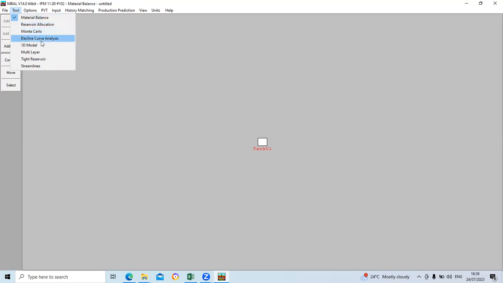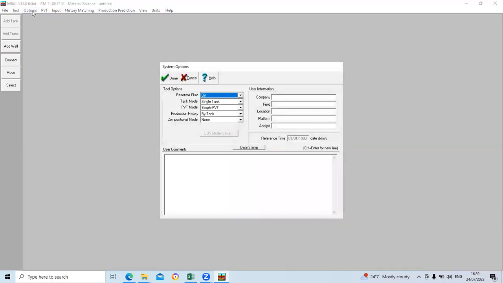We will do some 1D modeling. Then if we have time, we will also do multi-layer and streamlines. But today we are working on material balance. Since we have taken material balance, a lot of aspects have appeared up here. We go now to our options.